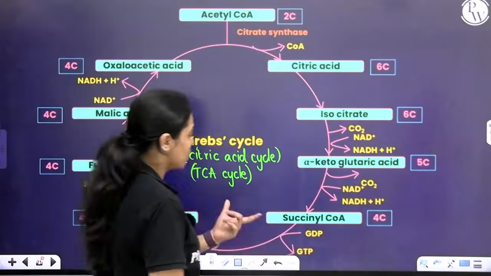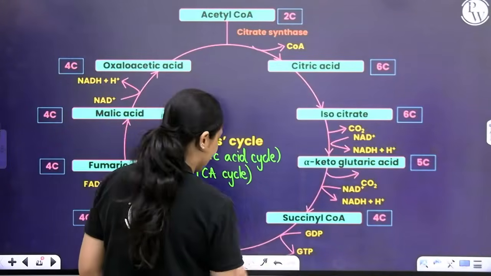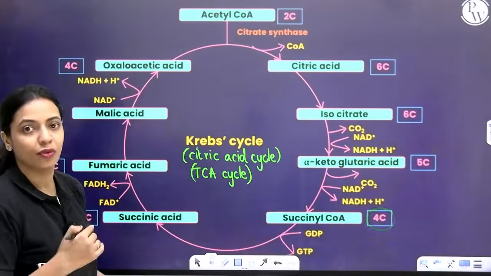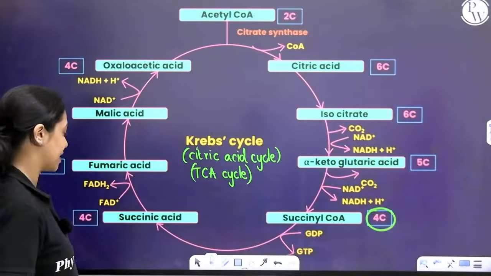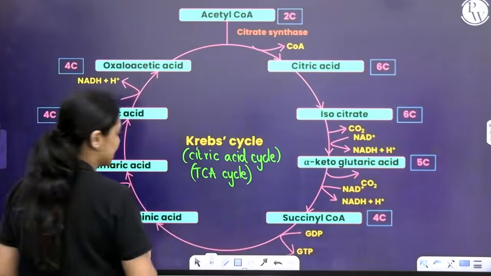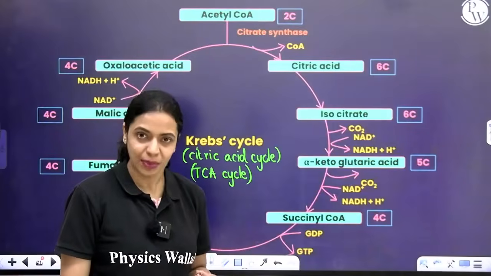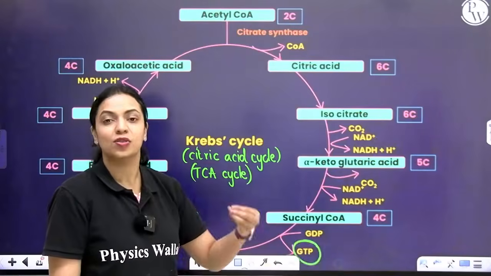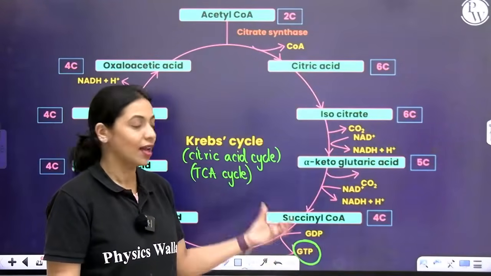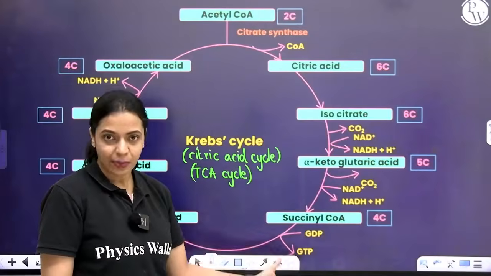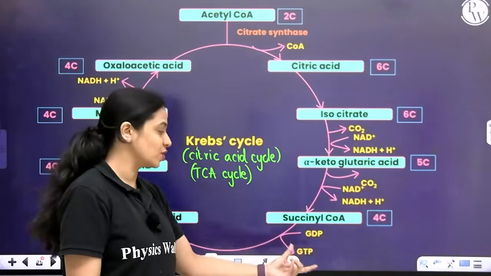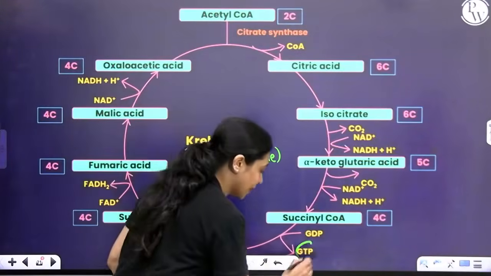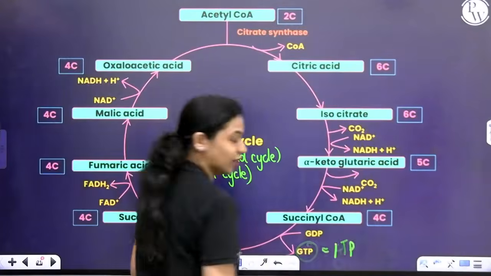Okay? So in the next step, the succinyl coenzyme A, which contains 4 carbons, will be converted to a 4-carbon acid called succinic acid. And while succinyl coenzyme A is getting converted to succinic acid, simultaneously a molecule of GTP will get synthesized. Now this GTP is also an energy-rich molecule like ATP. As soon as GTP is formed, its formation is coupled to ATP formation. This GTP will break down, give that phosphate to ADP and make ATP. So this is equivalent to an ATP molecule. You can think about it like that.